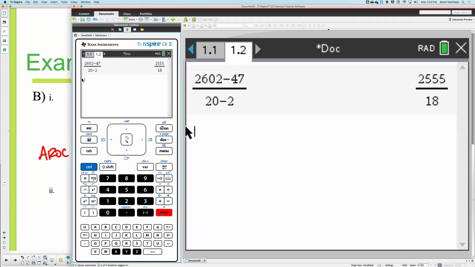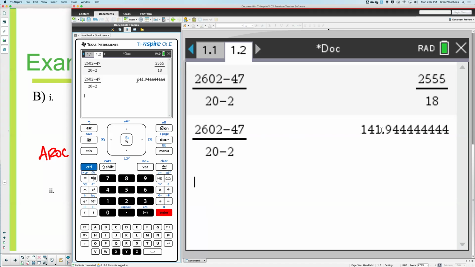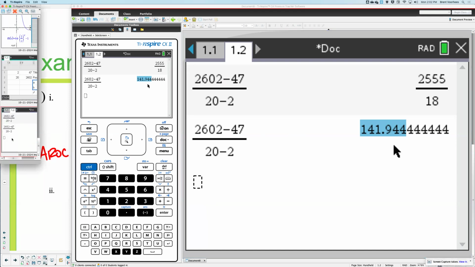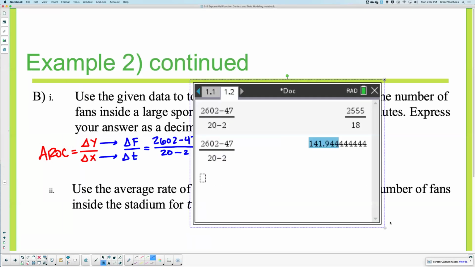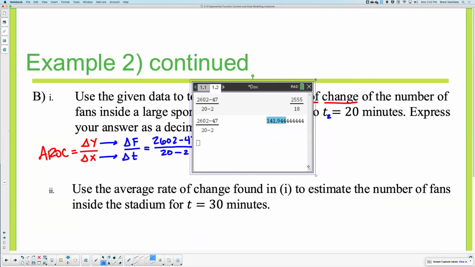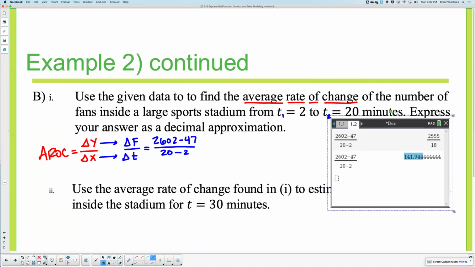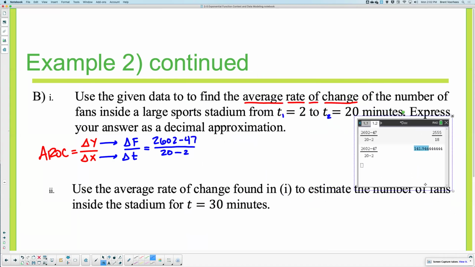When you press enter, it just gives me a fraction. This says to find the answer as a decimal approximation. How do you make your calculator give you a decimal approximation? Control T. And again, we'll take 3 decimals. So there's our first calculation. I know it's kind of small, but that's it.